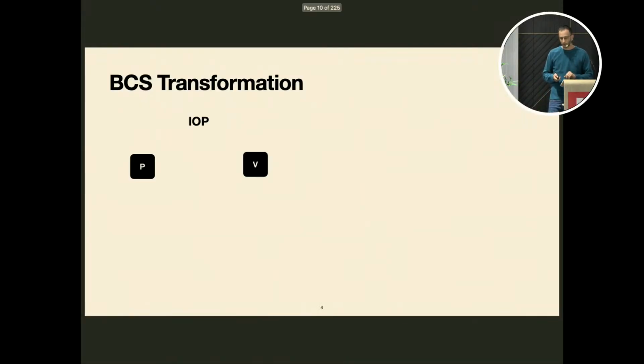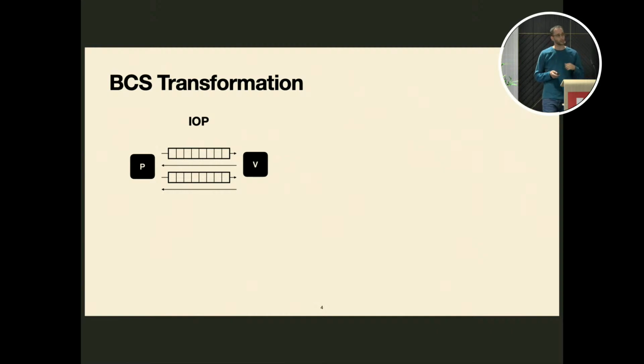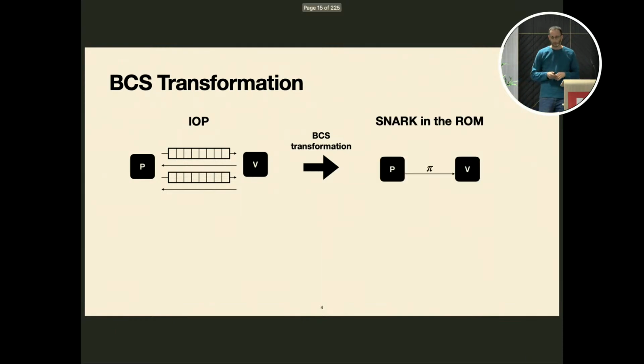Just one slide about the BCS transformation. Alice gave us a nice overview of this, but in general, we have an IOP, so we have a prover and verifier that talk in many rounds. The verifier has oracle access to the prover messages. The BCS transformation takes this and, in this magical way, compiles it to a non-interactive SNARG, which is very small and very efficient. The message I want from this slide is that we want the proof length of this IOP to be small, and we want a small query complexity.